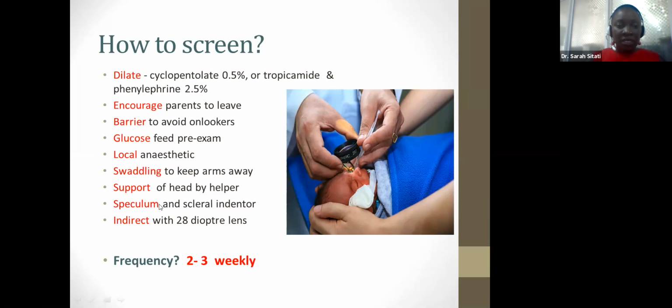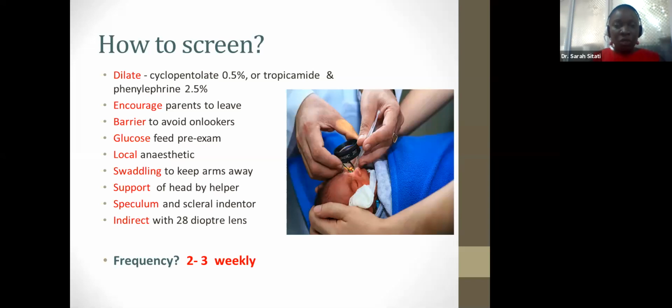Second, we instill a speculum. This is usually a wire device that you put inside the eye to separate the eyelids. It looks very uncomfortable. The thing with the speculum is that it stretches out the eyelids, and this makes the baby cry. But it's not particularly painful.